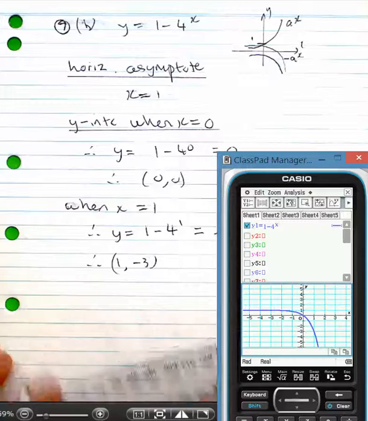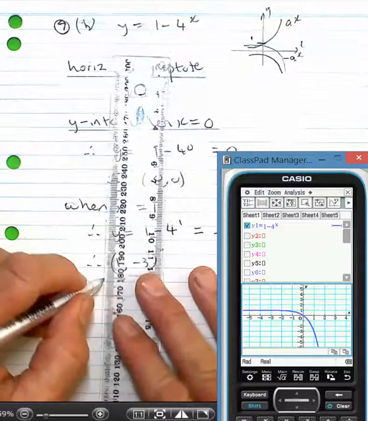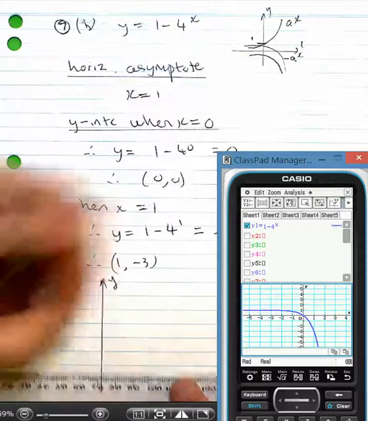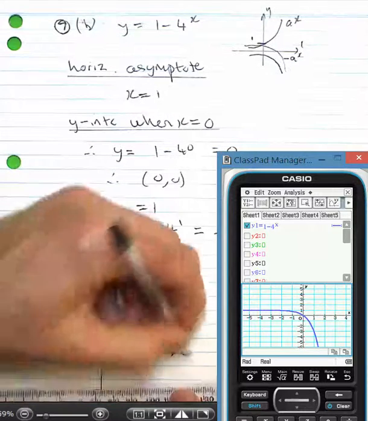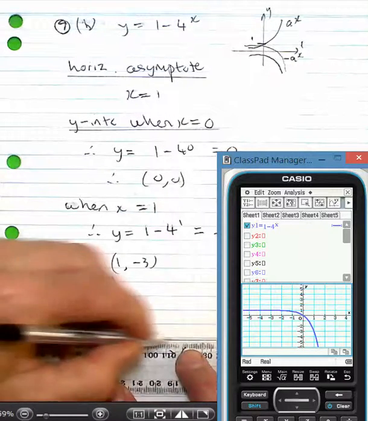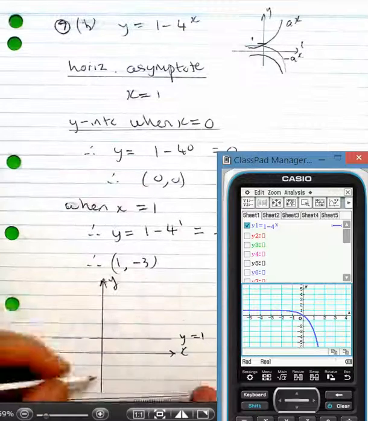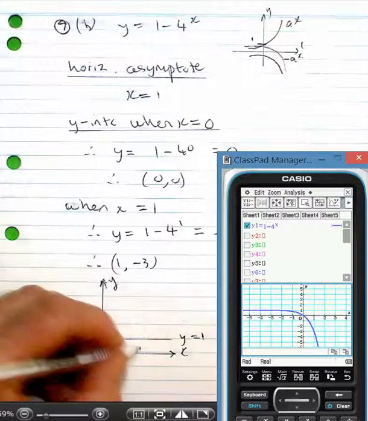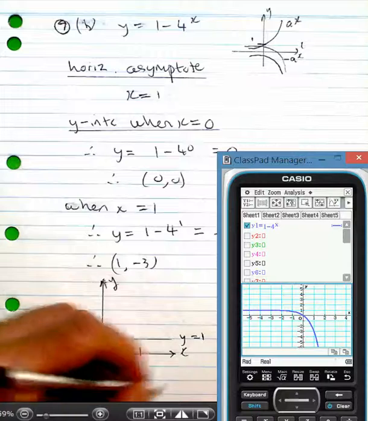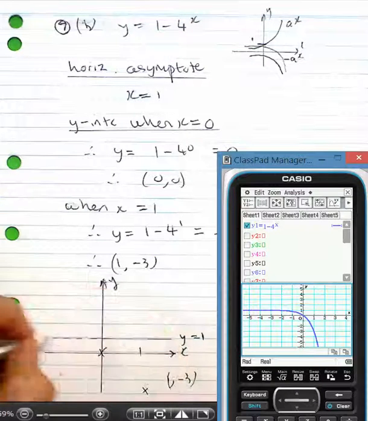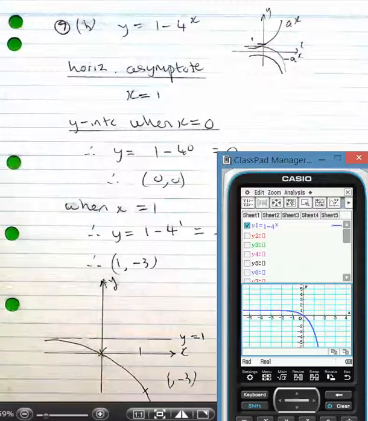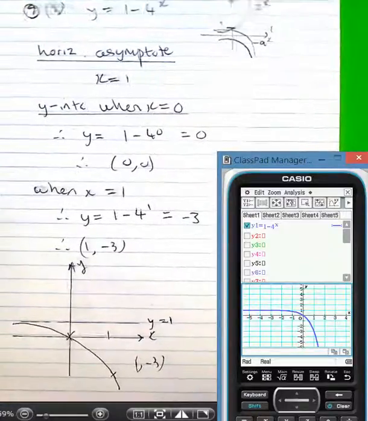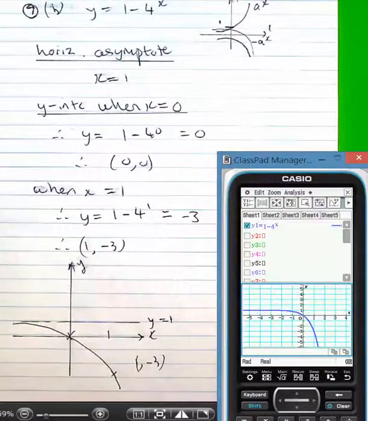So I've got enough information to be able to sketch my graph now. Put my horizontal asymptote in at y = 1, the origin, and (1, -3). Like so. As you do these questions, particularly early on, make sure you're checking them on your graphics calculator.